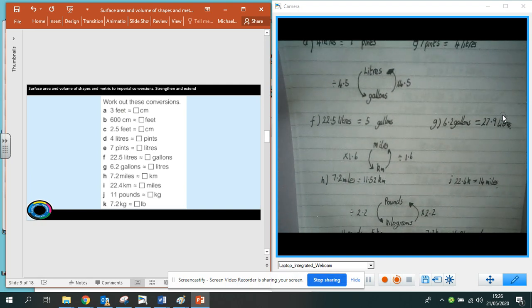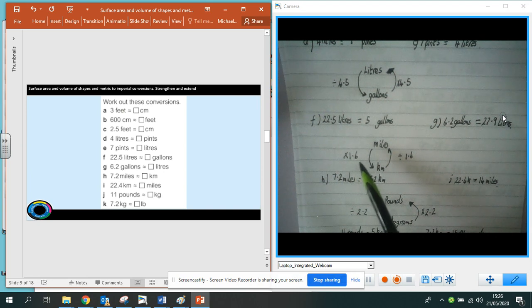Miles to kilometres, the conversion factor is 1.6. There's 1.6 kilometres to a mile, so again, multiply and divide. 7.2 miles, 7.2 times 1.6 is 11.52. 22.4 kilometres divided by 1.6 gives me 14 miles.